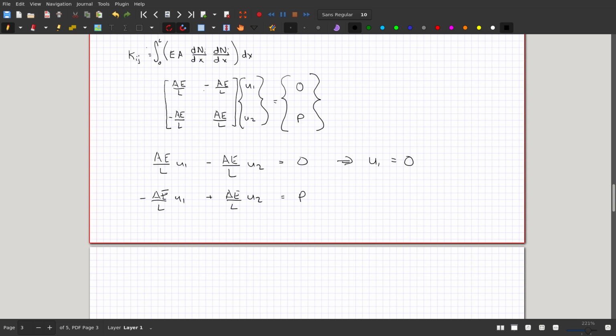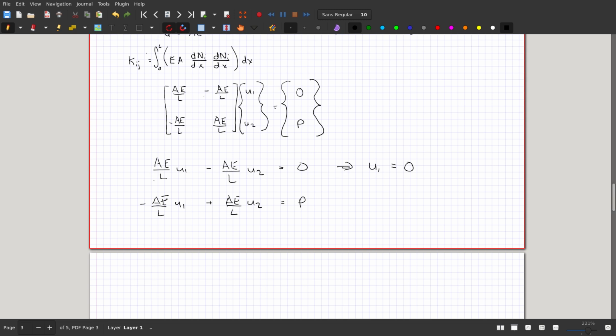No, U1 doesn't equal U2. That would be both 0, right? So what we want is U1 to equal 0, right? One way I can enforce that is if I change the first row to put a 1 on the diagonal and 0 out the rest of the row. Basically, I'm saying this is 1 and this is 0. And if I get that, then the first equation reads U1 equal to 0. Okay? So this is how you can apply the essential boundary conditions and make the matrix non-singular, right?